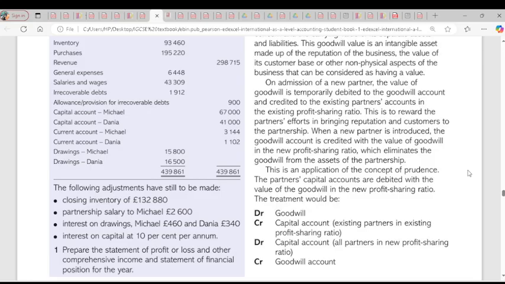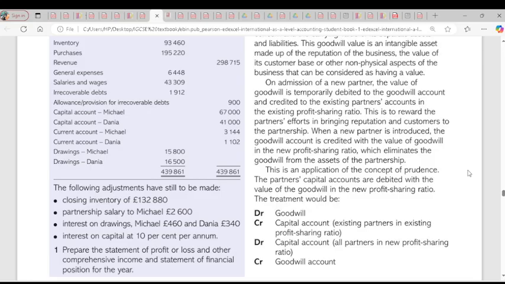We start with the current account on the debit side. Drawings for Michael is 15,800. Interest on drawings for Michael is 460. The salary paid is 2,600. The balance we leave for now. So we go to Daniel.